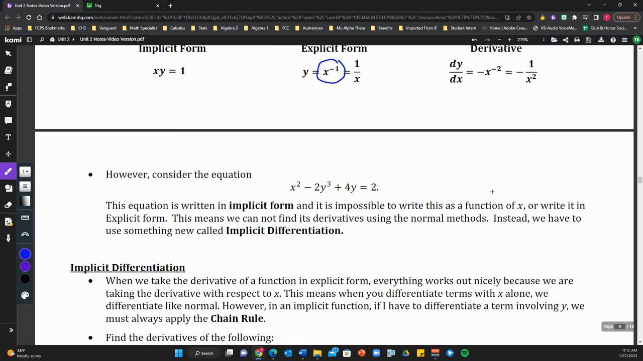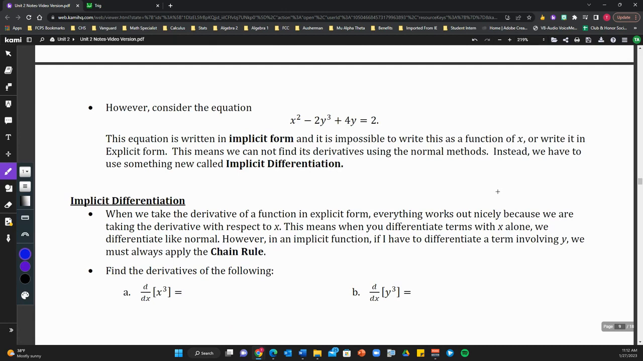So consider this equation: x squared minus 2y cubed plus 4y equals 2. Right now, this equation is written in implicit form, and it's impossible for us to write this as a function of x. It's impossible to get this into the form y equals some expression using all the different math operations with just the x variable. It's impossible because there are two y terms, and one has a cubed power. The only way to undo the cube power would be cube rooting everything, which would mean cube rooting both sides of the equation.